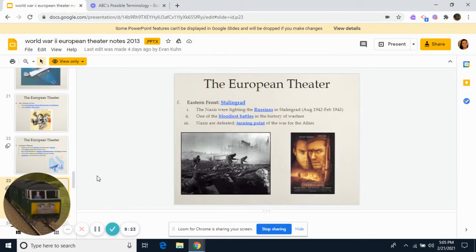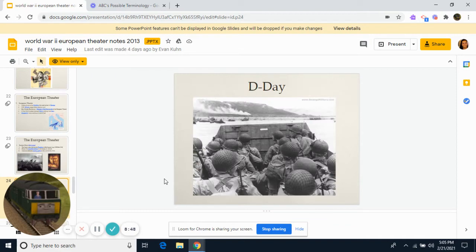Eastern Front, Stalingrad. The Nazis were fighting the Russians in Stalingrad, from August of 1942 to February of 1943, one of the bloodiest battles in the history of warfare. The Nazis are defeated, the turning point of the war for the Allies. So this is what has been taking place. They made it look like Call of Duty, so you guys know it.